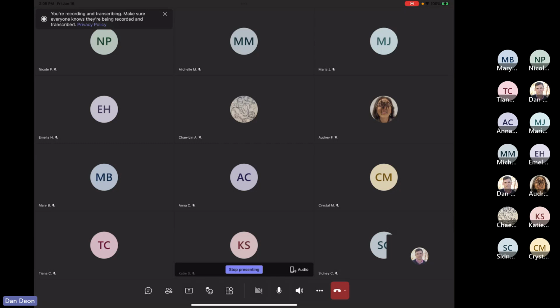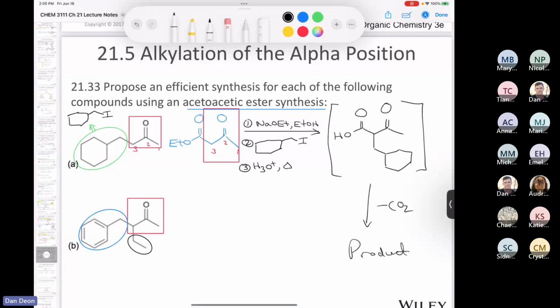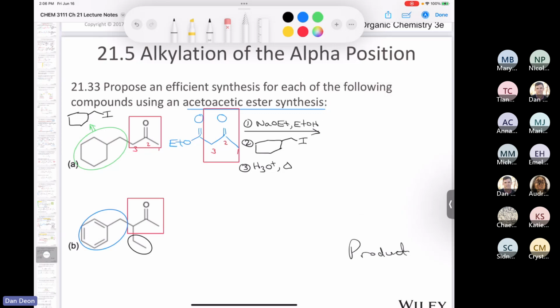All right, so we left off somewhere around here, and we said we were going to find what the electrophiles were that we needed to make the compound in B using the acetic ester synthesis. So I'm just going to delete some of the work that I had here for this problem. Just give me a second to get rid of that, and we'll just put this up here. All right, so what are we going to need?